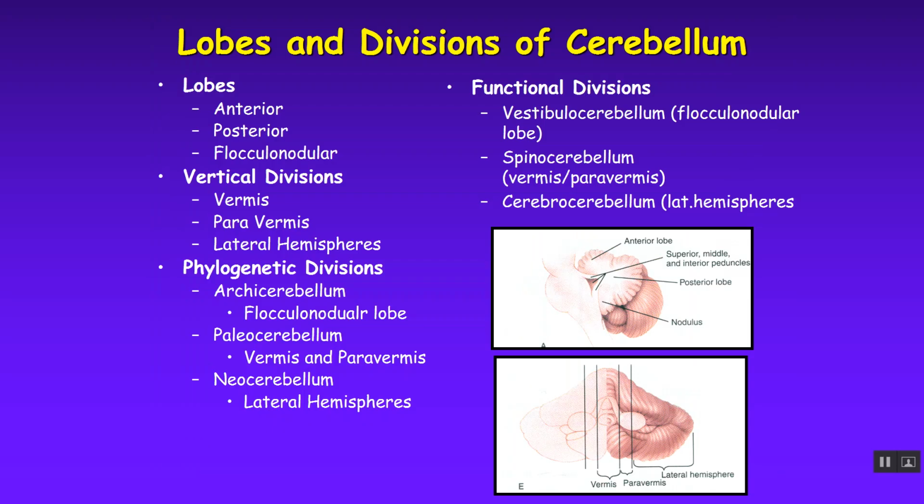So we're going to talk about lobes and divisions, okay? There are different ways of slicing and dicing up the cerebellum. Try not to get confused; it's simple, but it can be confusing. So let's talk about lobes first. There are 3 lobes: an anterior lobe, a posterior lobe, and a flocculonodular lobe. Here's the anterior lobe. All the rest out here is posterior lobe. Then down here is the flocculonodular lobe, okay? So you've got this little anterior lobe, a massive posterior lobe, and also a smaller flocculonodular lobe.